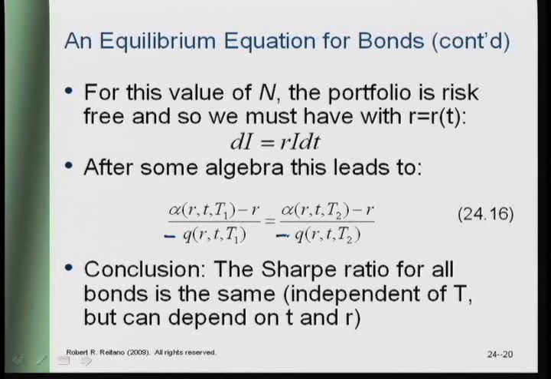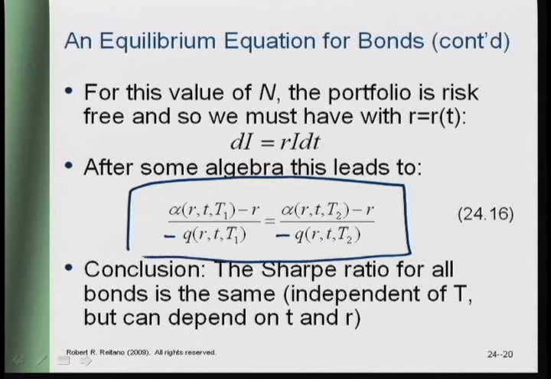What this says is that in order for this portfolio to give me the return of the risk-free bond, which it must because it's risk-free, every bond must have the same Sharpe ratio. This is reminiscent of some earlier work we did where we saw that if securities are perfectly correlated, they must have the same Sharpe ratio. Indeed, our bonds are perfectly correlated because they're all driven by the same dZ, and so this generalizes that earlier result.